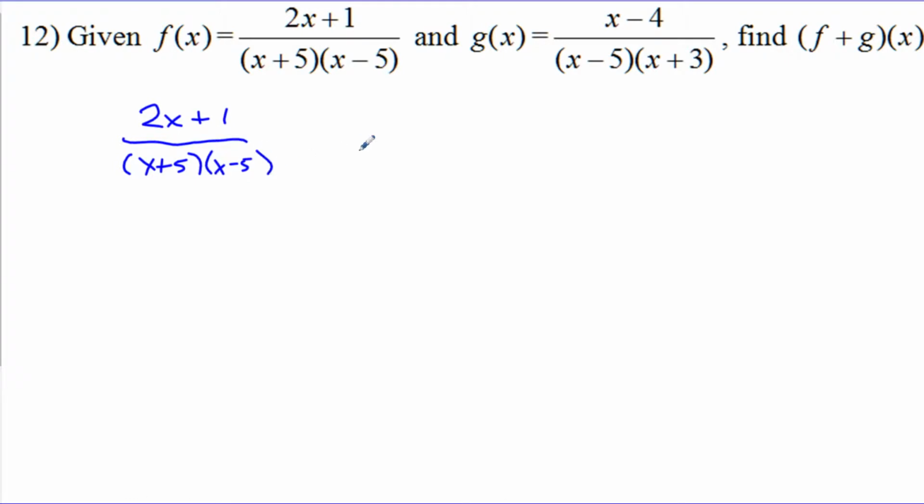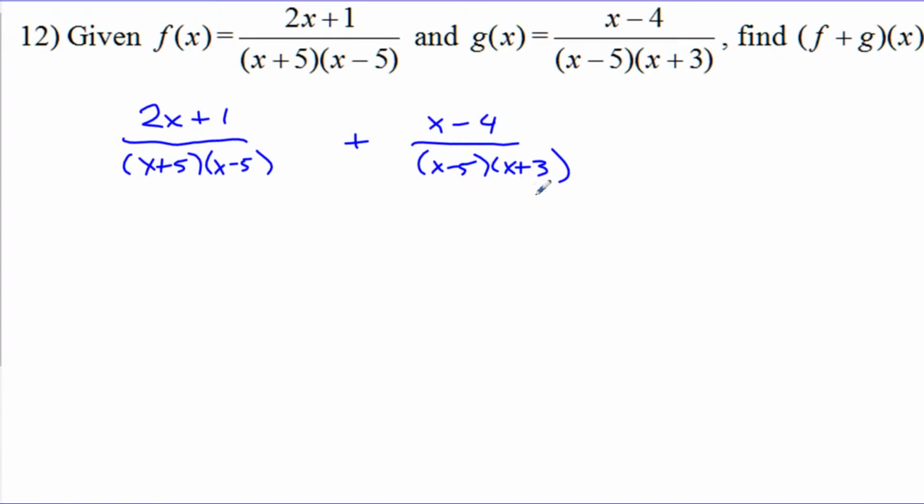Okay? And they want us to add x minus 4, which is the g of x function, over x minus 5 and x plus 3. Okay? And so if I'm looking at this problem now, they're really asking us to add together two fractions, and in order to add together two fractions, they must have common denominators.